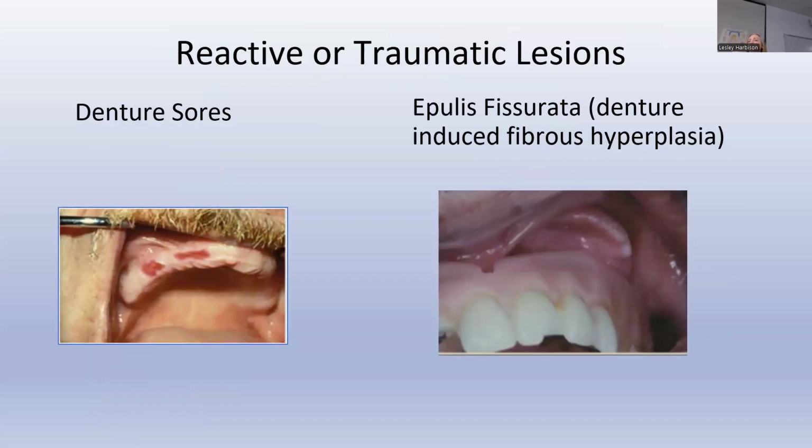All that's hard. Okay, so some reactive or traumatic lesions. It could just be rubbing, and it could be a very, very small adjustment, but over time it can cause quite a sore. And it might not be apparent at first. It might just look like a little bit of a red area to you, and you might say your tissue looks really red here under the denture. That's when you want to say you should really schedule an appointment with the dentist, or maybe the dentist can see you today to adjust your denture.